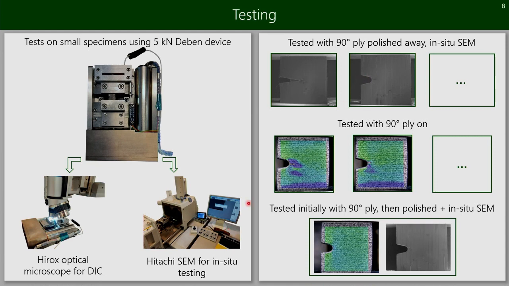We performed tests with the 90 degree ply on, and also mixed tests where we performed an initial phase with the 90 degree ply on to initiate damage in the most natural way possible, and then we polished the specimen, looked at the damage, and continued the test inside the SEM.